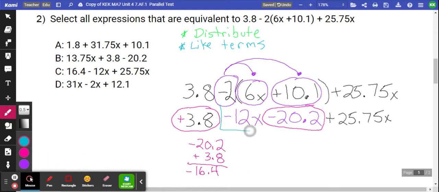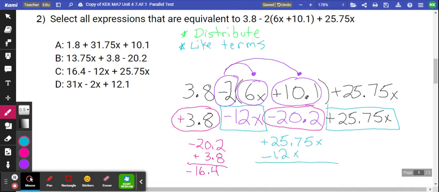Now I look at my variable terms. I have negative 12x and positive 25.75x. So I can put together my 25.75x and my negative 12x because they both have the same variable. And that will be negative 16.4. But I need to remember to keep my variable. So negative 16.4x.